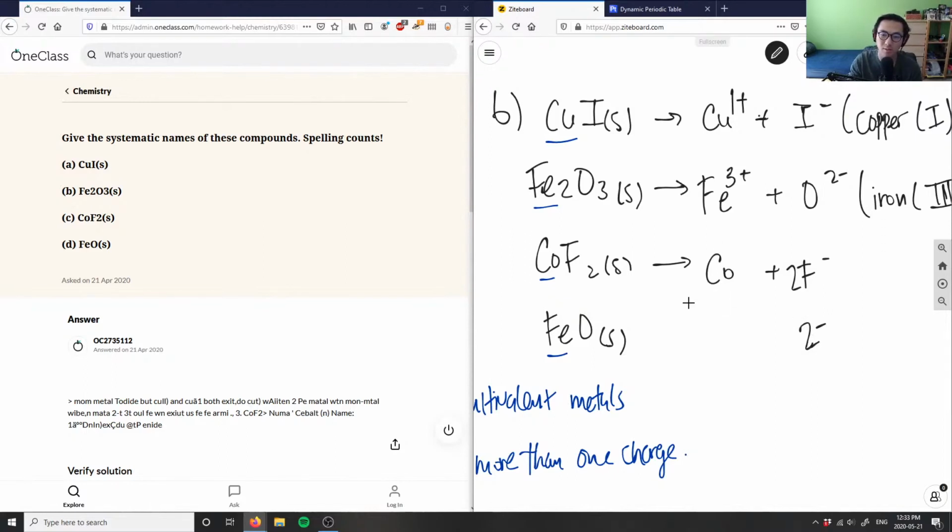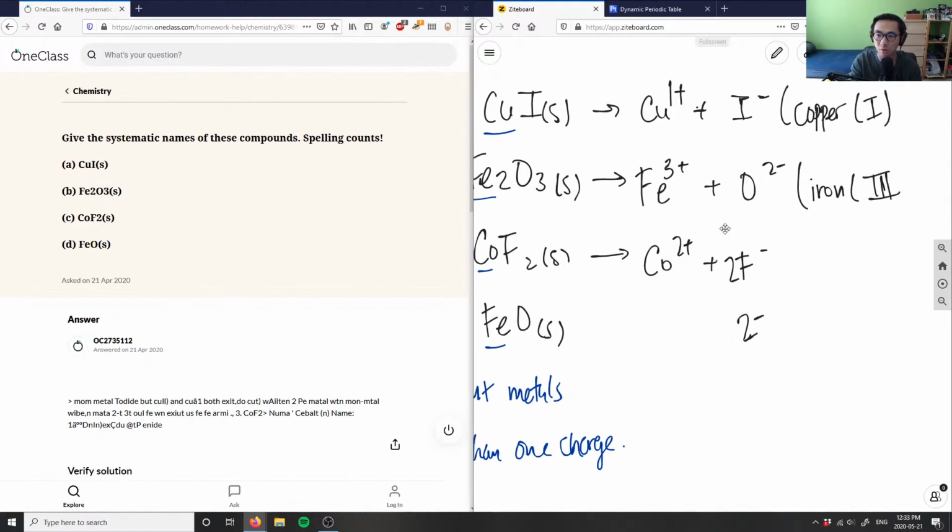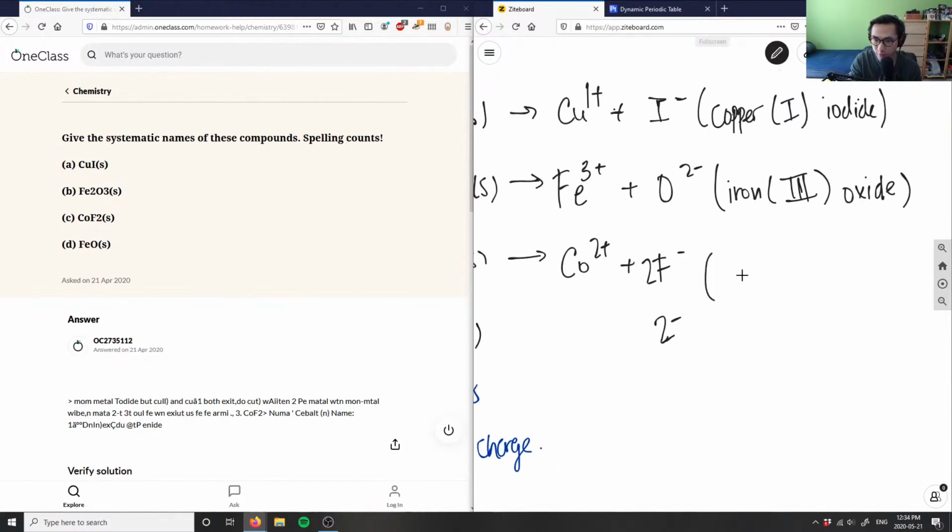So which means cobalt, in order to balance out the charge, is going to have a charge of 2 plus, right? Because 2 plus 2 minus negative 2 will give me 0. So therefore, you can say that this compound is going to be cobalt, C-O-B-A-L-T, cobalt(II), and then fluoride. And that's going to be the name of that compound as well.